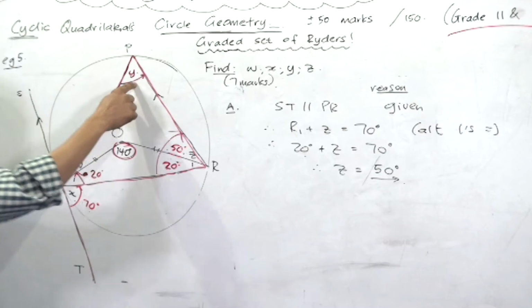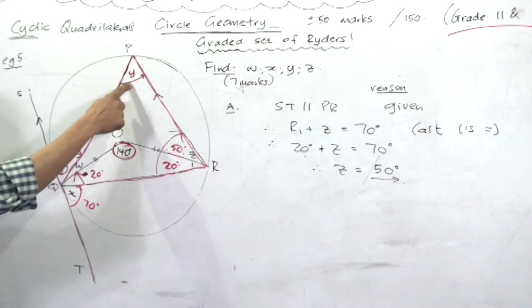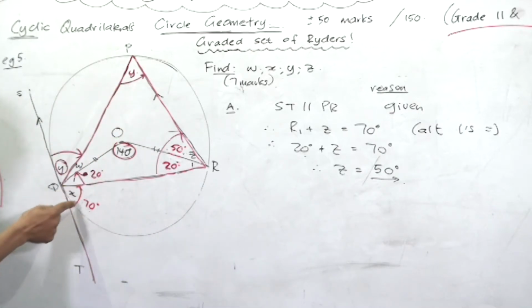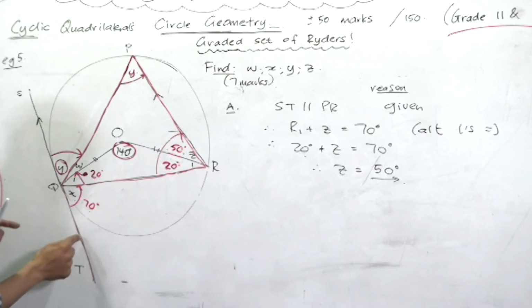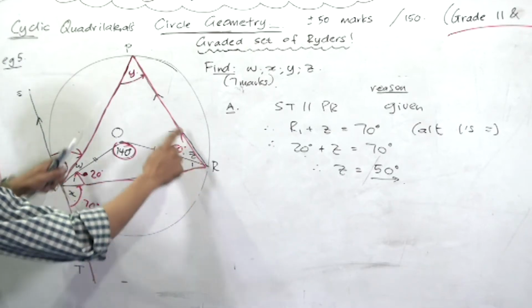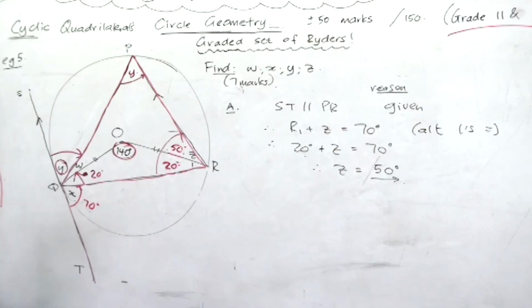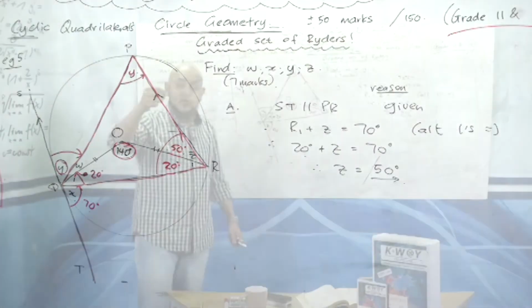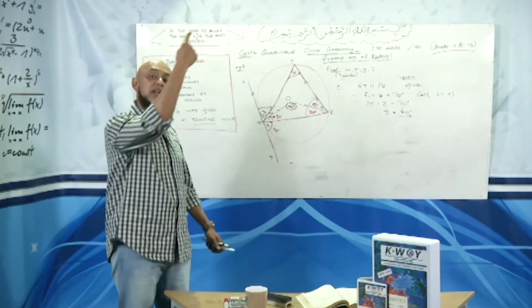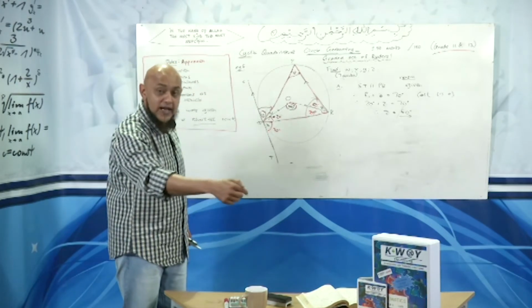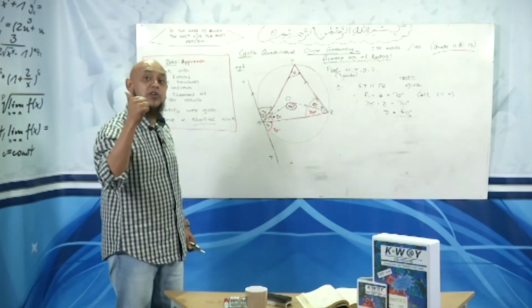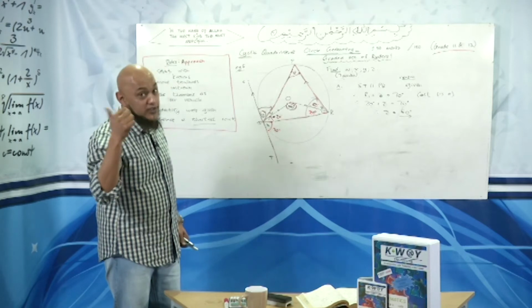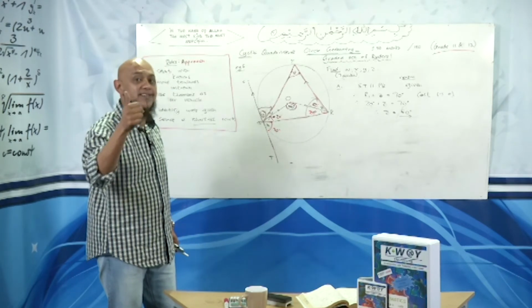Which other angle is Y related to? Y is also related to angle X, because if this is 70, the angle between tangent and chord is equal to the angle subtended. So whichever way you do it, whether you use angle at center is equal to 2 times angle at circumference, or angle between tangent and chord equal to the angle subtended at the circumference in the alternate segment, both reasons would be correct.